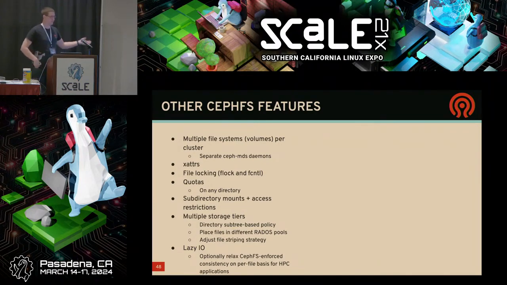So you can have bulk data that lives on hard drives and fast data that lives on NVMe devices, or some data that is replicated and some that is erasure coded or whatever, because you can just have an arbitrary number of Rados pools that are used to store file data. If you are in the HPC world, you may be interested in lazy I/O, which lets you turn off the coherent caching, and you manage it yourself.